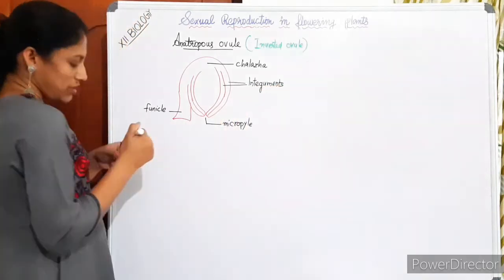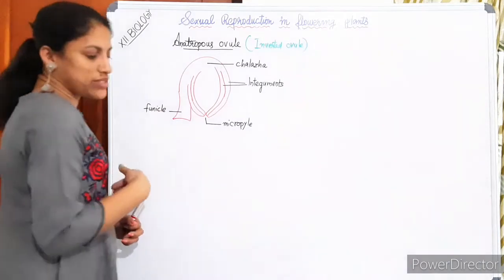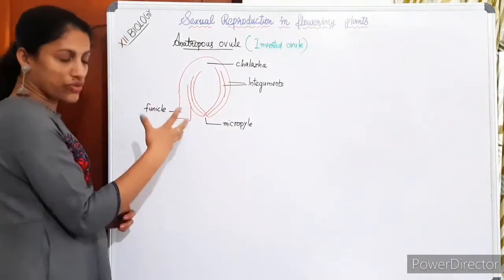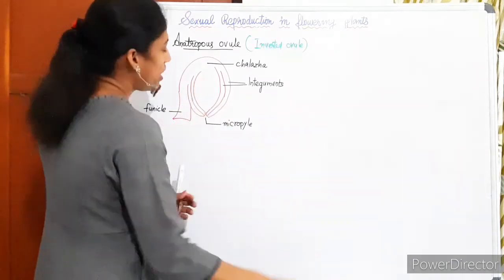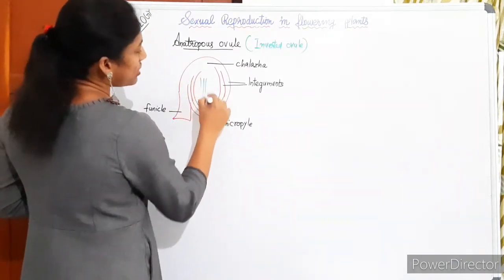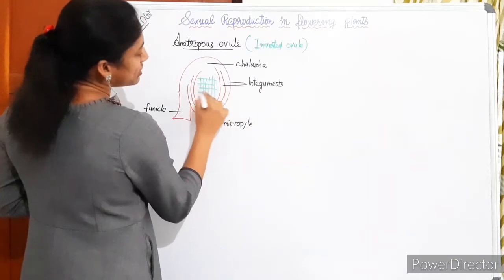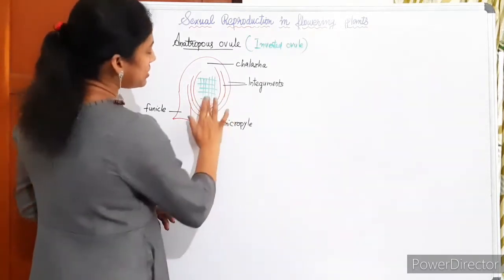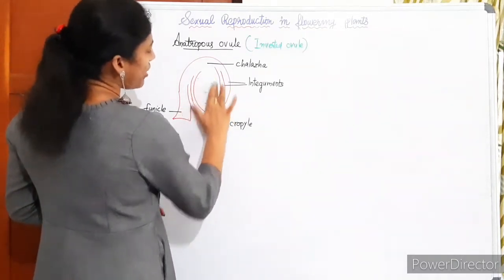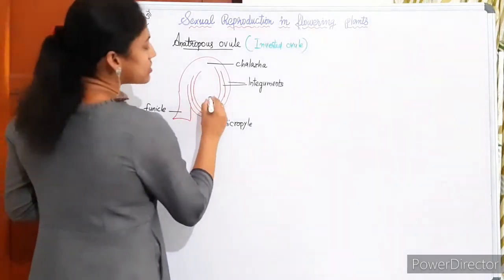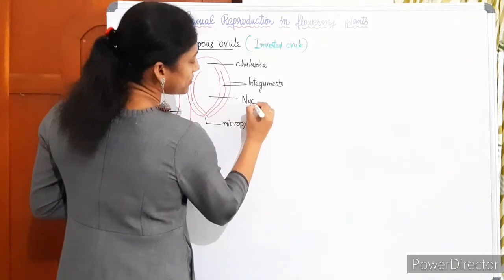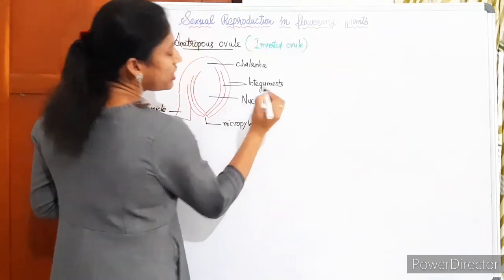Just to compare it with the microsporangium structure, there was a 4-layered outer covering. The central tissue in the microsporangium was porogenous tissue. Here the central tissue is called the nucellus. Now, to shade it, just have this idea: there is a central homogeneous mass of cells. This is called nucellus. Did you get me?